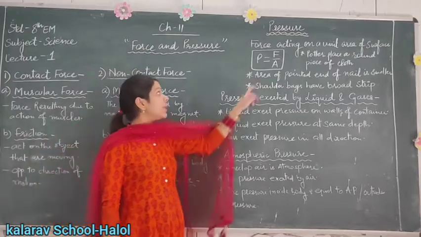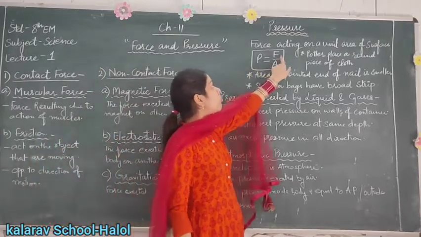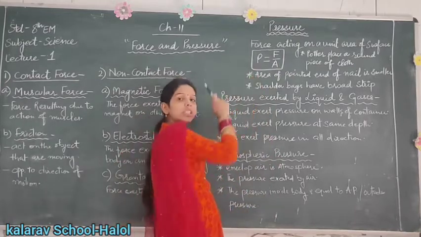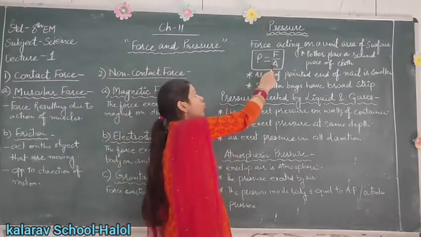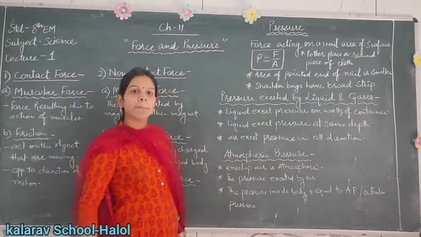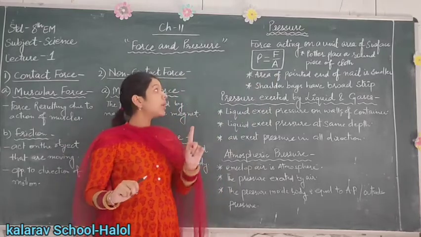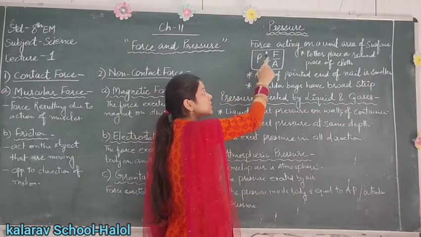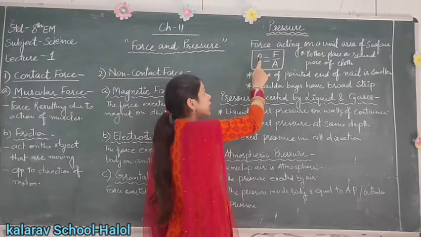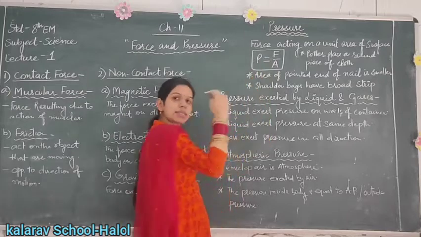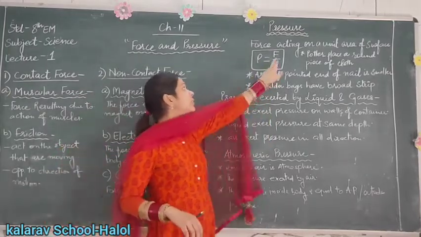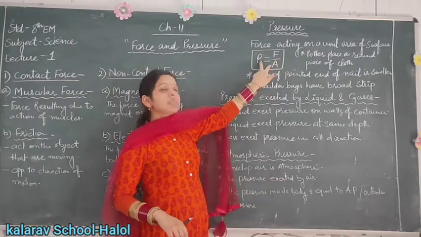So mathematically, pressure is force upon area. What is the formula of pressure? That is force over area. Is that clear? So keep in mind, pressure is directly proportional to force. Directly means on the same level. So we can say that if force is higher, then pressure is higher.